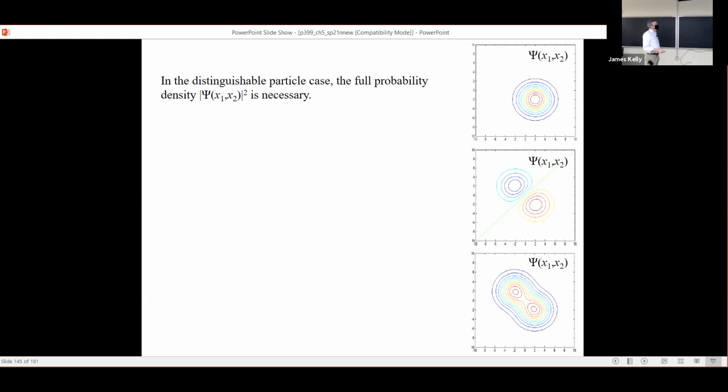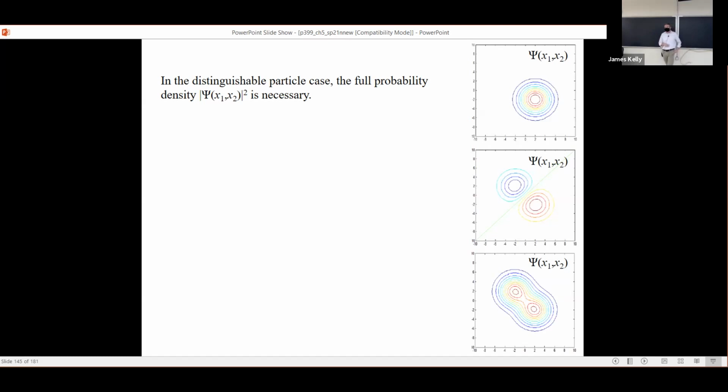Suppose I said this, it's not very carefully labeled on here, but this is the x2 axis going up there. This is the x1 axis going along here. And suppose I say, I don't really care where x2 is. I just want to get the probability density for particle 1. How could I take the full probability density as a function of x1 and x2? Let's take the distinguishable case first, and just reduce it down to saying, hey, I'm not even going to measure where x2 is, where particle 2 is. I'm just going to measure particle 1.